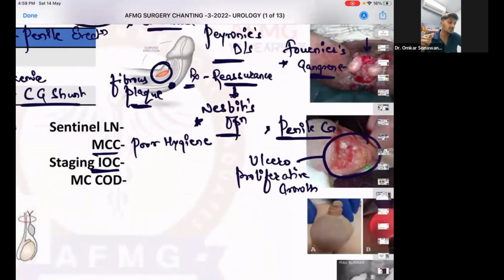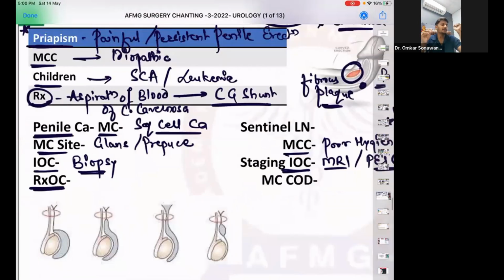Staging investigation of choice is definitely MRI. Please remember MRI. If PET CT is in the options then you can mark it, because it will also help you look for distant metastasis. But usually for normal staging the investigation of choice is MRI. If you have PET CT in the options, that is the best investigation because you can look for distant metastasis at the same time as well. Please remember.